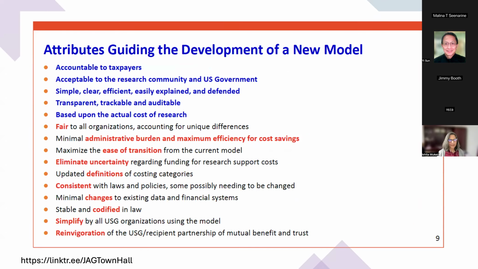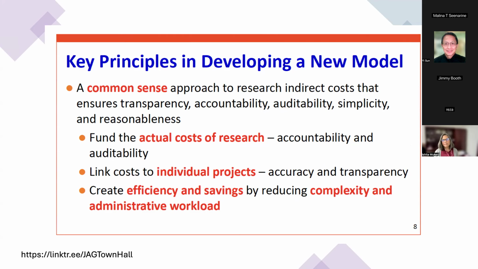Okay, so what are some of the ideas that they had when they were developing this model? They wanted it to be a common sense approach to figuring out these research indirect costs that ensures transparency, accountability, and simplicity. They want to make sure that we fund the actual costs of research, potentially linking them to individual projects. They think it will create efficiency and savings because it'll reduce complexity and the administrative workload.